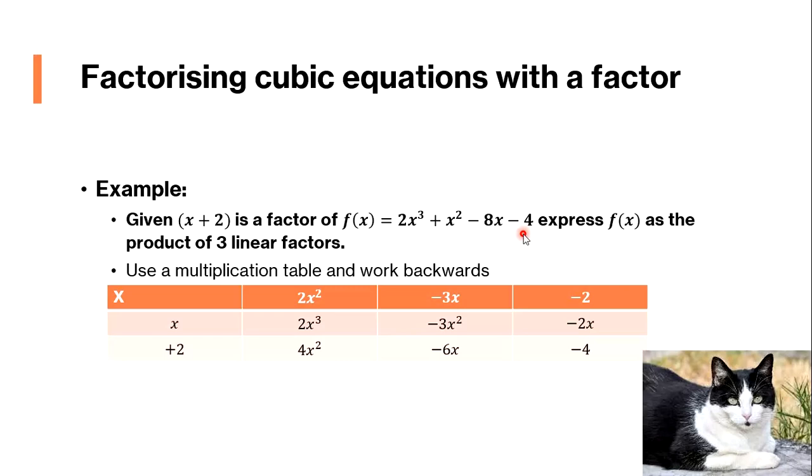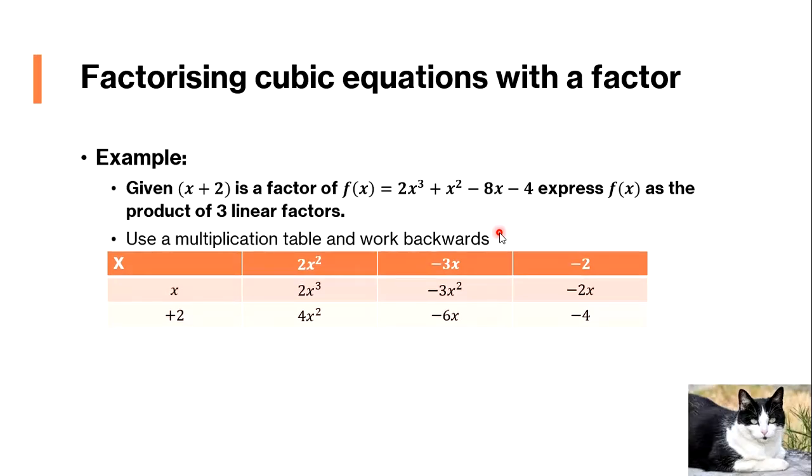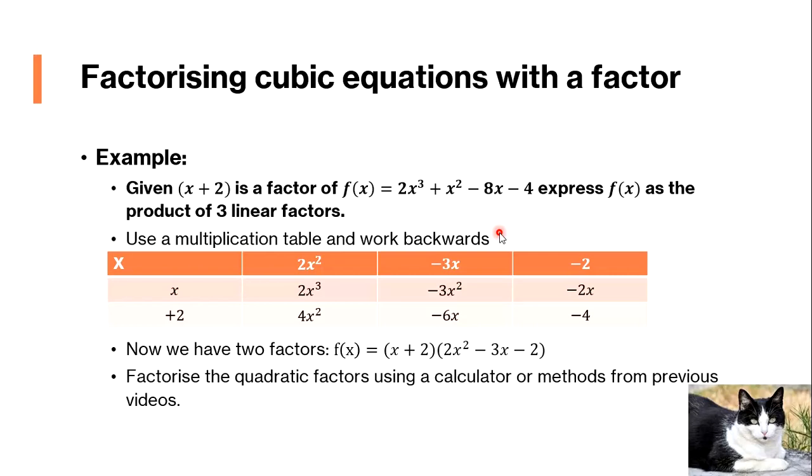You'll notice this is how we do algebraic division. Obviously, we're trying to find out what you times by x plus 2 to give this, so that we can find all the factors. So, use algebraic division, essentially. Okay, so now we know that f of x is equal to x plus 2 times 2x squared minus 3x minus 2. We want it as three linear factors, so we're then going to factorise this quadratic bracket here.